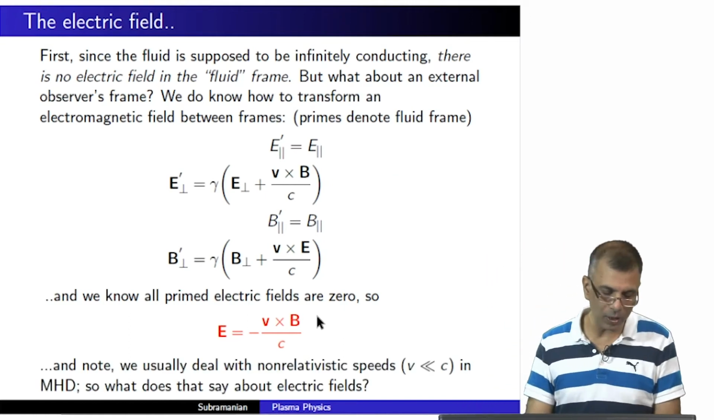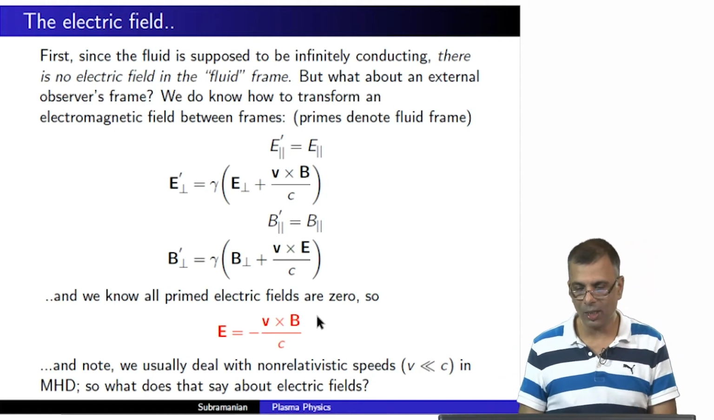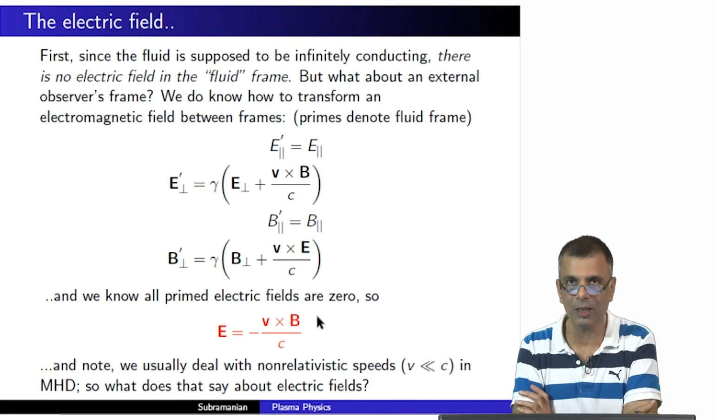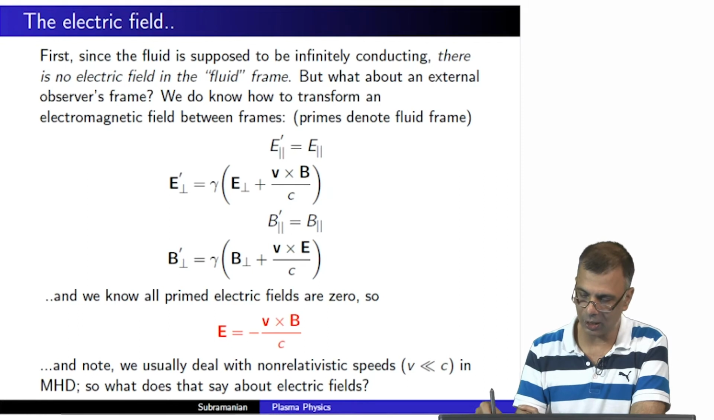And note, we usually deal with non-relativistic MHD. There is such a thing as relativistic MHD, but generally speaking, we deal with non-relativistic speeds in MHD, and therefore v over c is much smaller than 1.